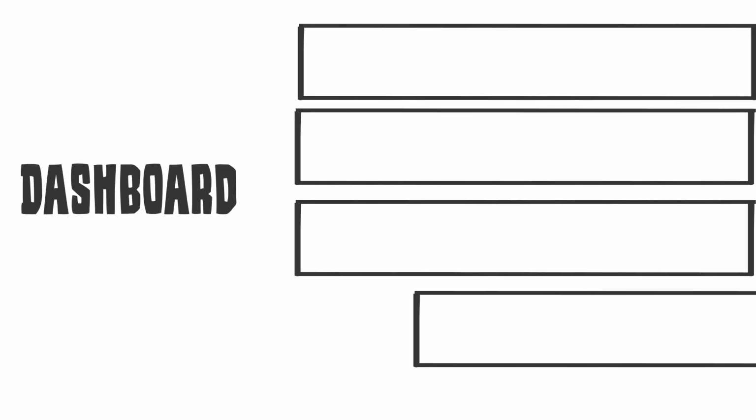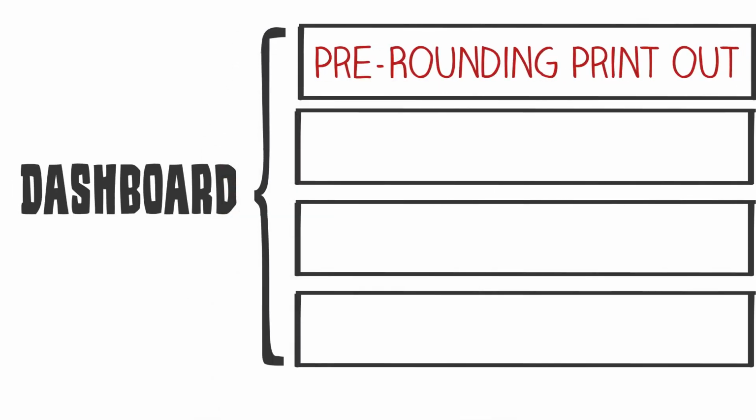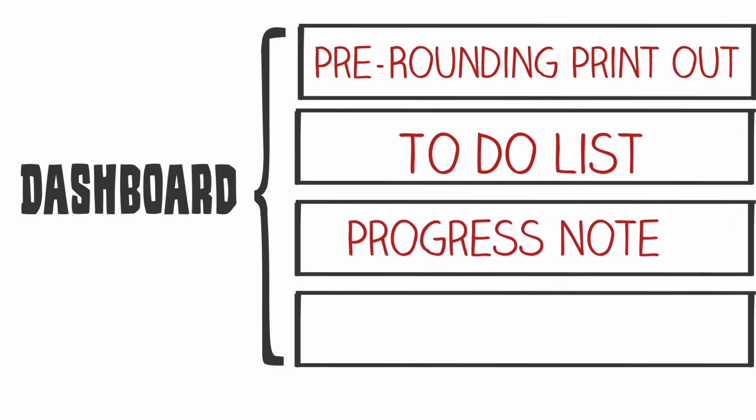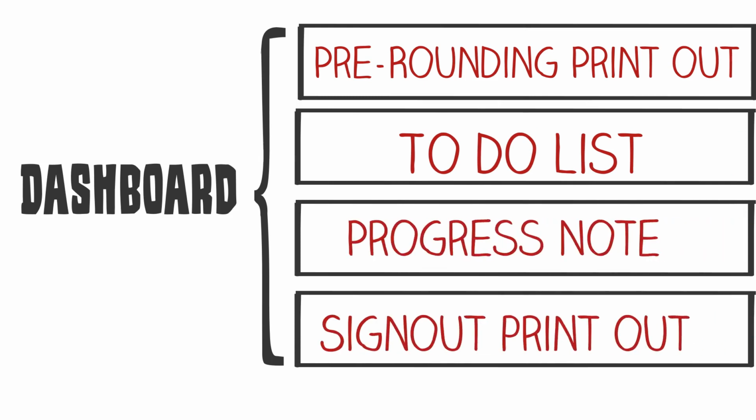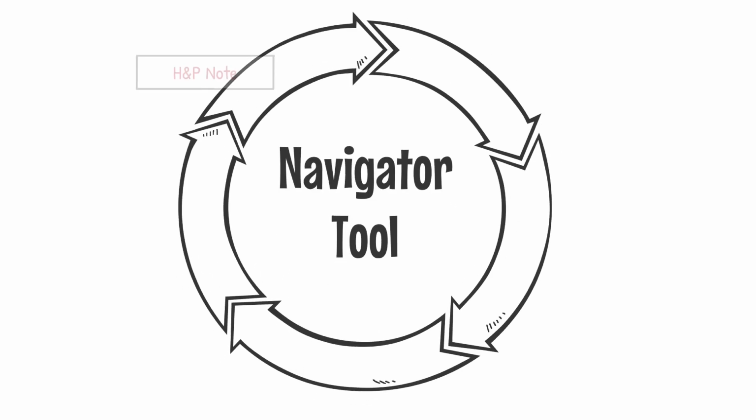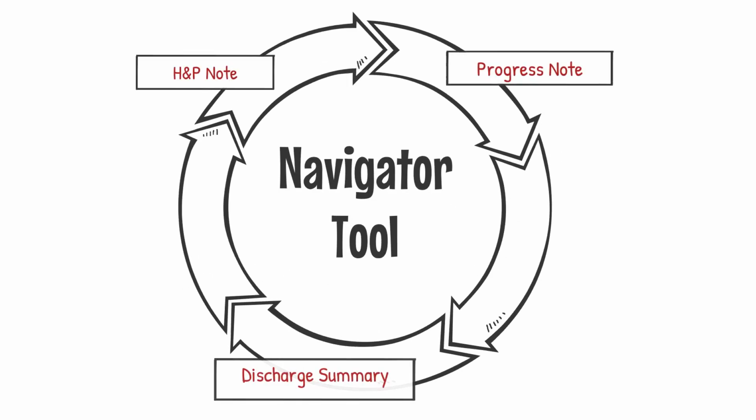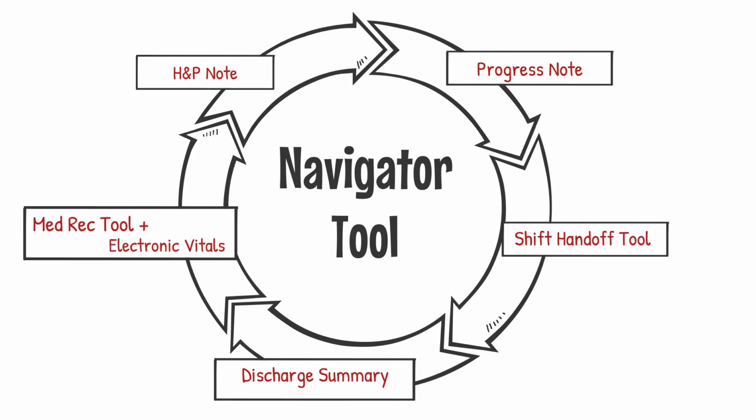By using the dashboard, you will be able to aggregate all the information you need to prepare yourself for rounds, check tasks off a team-based to-do list, write your daily progress note, and create a nicer looking and more comprehensive sign-out. You will become more efficient as information from your H&P will help populate your progress note, handoff, and discharge summary. Let's take a look at how this will work.